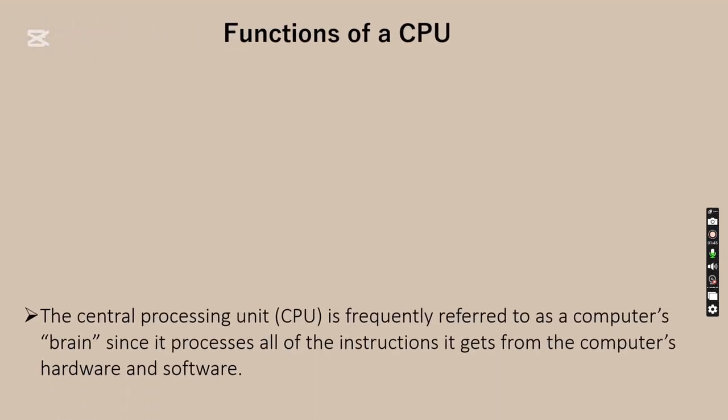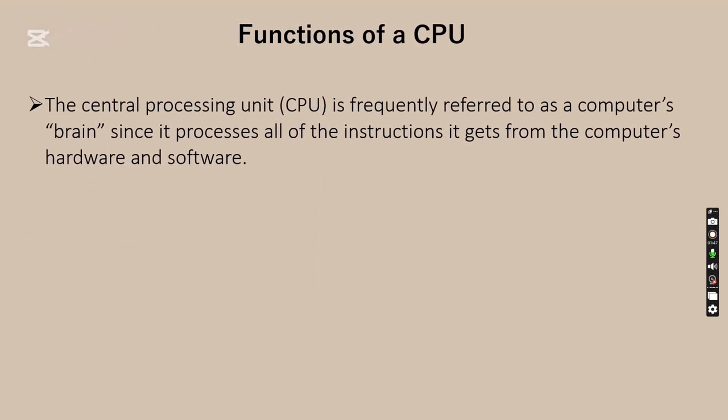Functions of a CPU. The central processing unit is frequently referred to as a computer's brain since it processes all of the instructions it gets from the computer's hardware and software.